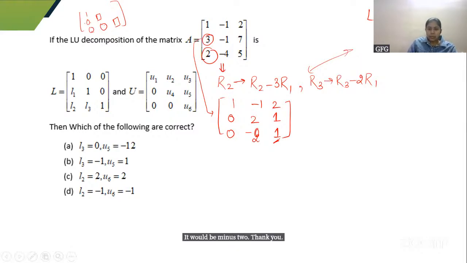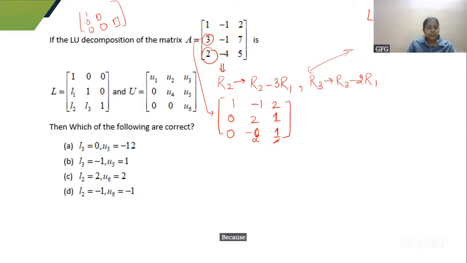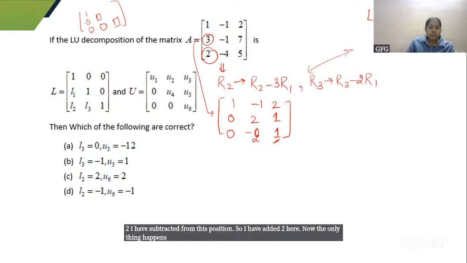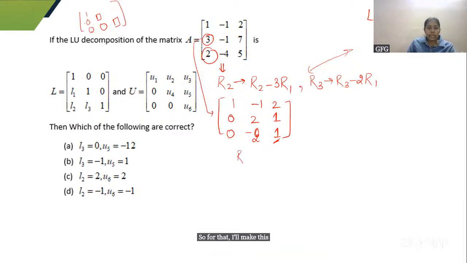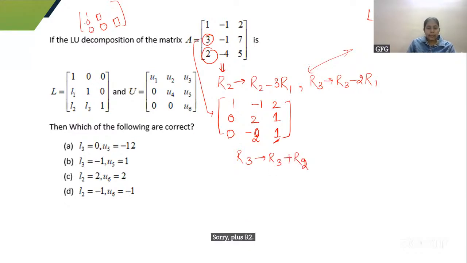Thank you. Okay. So guys, do you get it how I place this value 3 and 2? Because I have subtracted 3 from my matrix, row 2, I have added 3 here. 2 I have subtracted from this position, so I have added 2 here. Now the only thing left is to place one value here. So for that, I'll make this value 0 with the help of this one, obviously, that's what we do in row reduction. So R3 tends to R3 plus R2 because that would make this value 0.